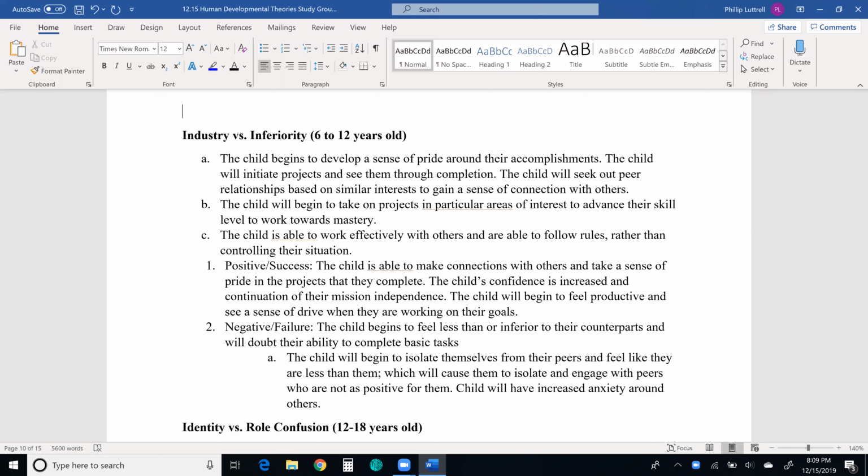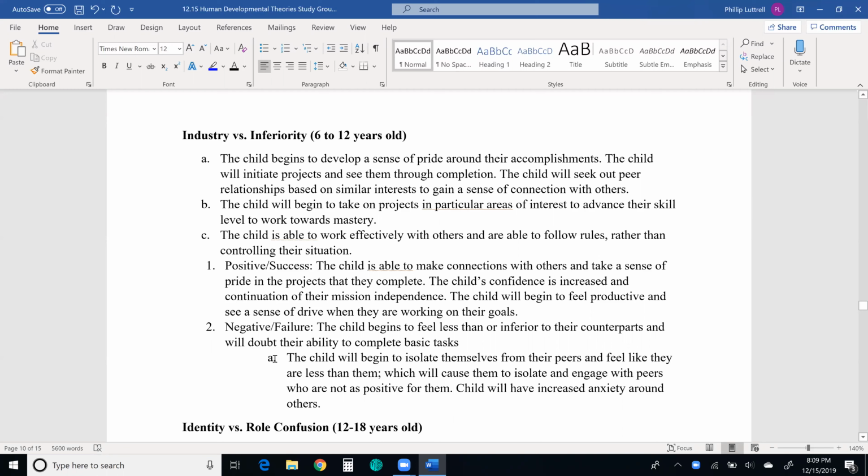to do. So the negative or failure side would be where the child begins to feel less than or inferior to their counterparts and will doubt their ability to complete basic tasks based on the fact that they didn't have that positive reinforcement or people telling them that they can do it. So in this situation, the child will begin to isolate themselves from their peers and feel like they are less than them, which will cause them to isolate and engage with peers who are not as positive for them. So the child will have increased anxiety around other people and not have confidence in their ability to do so.